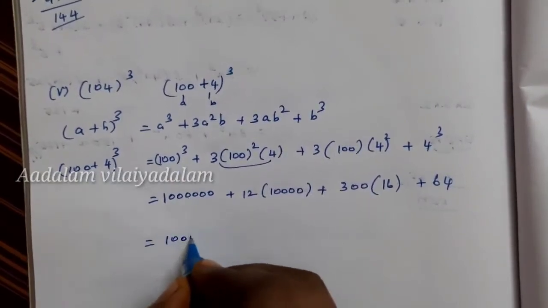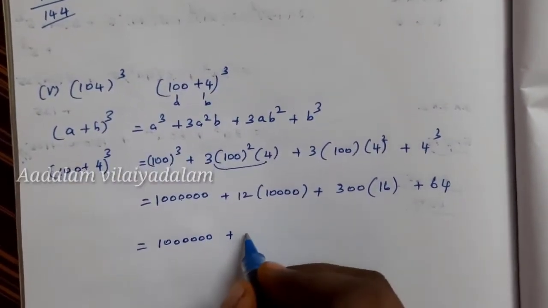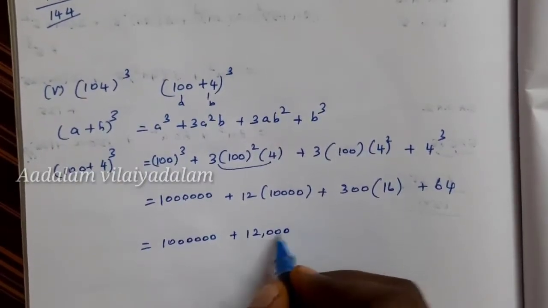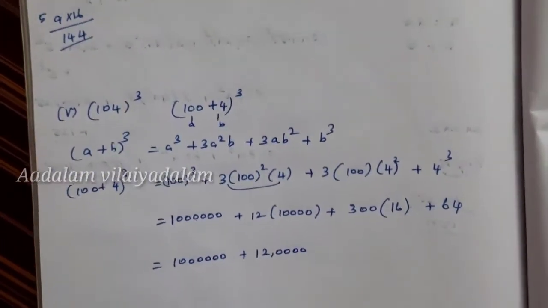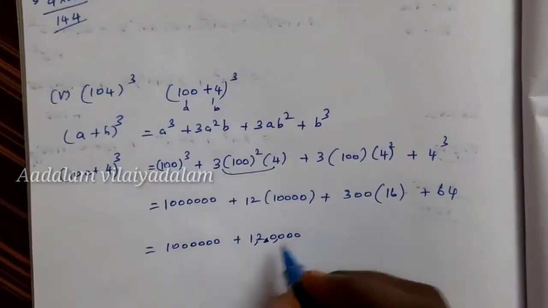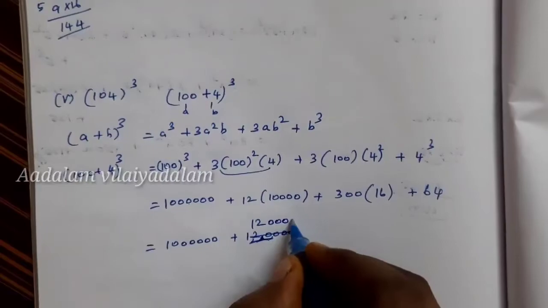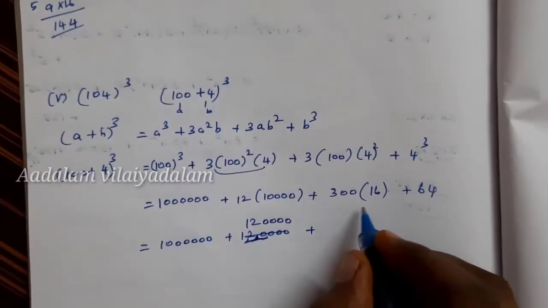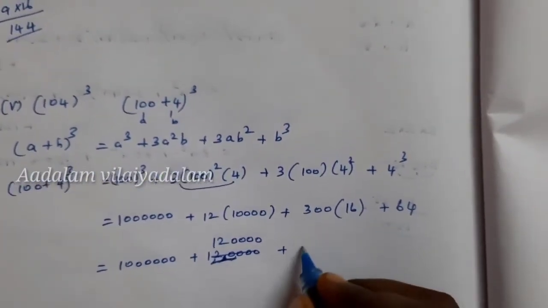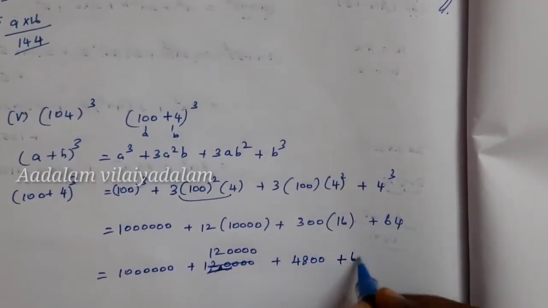Here this value 10 lakh. Here multiplication of this we get 1,20,000. So no need to put commas. So simply you can write this value and then multiplication of this we get. So 3 16s are we get 48, then add the 0 plus 64.